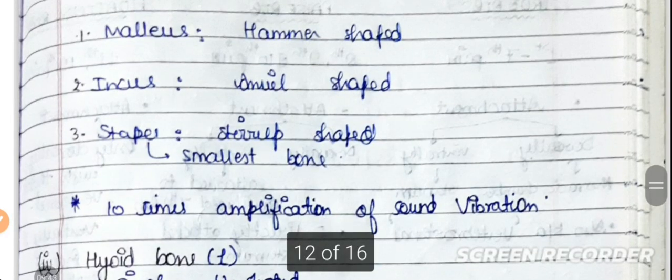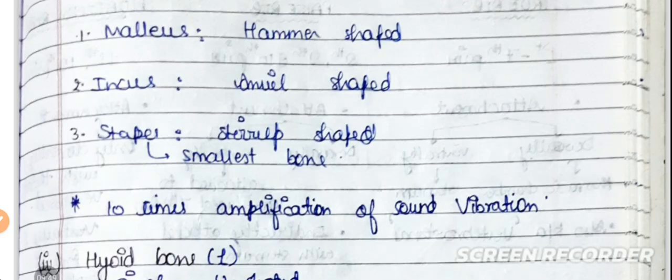Now what is the function of these ear ossicles? The main and only function of our ear ossicles is to amplify the incoming sound vibrations 10 times. So it consists of a 10 times amplification of sound vibration.